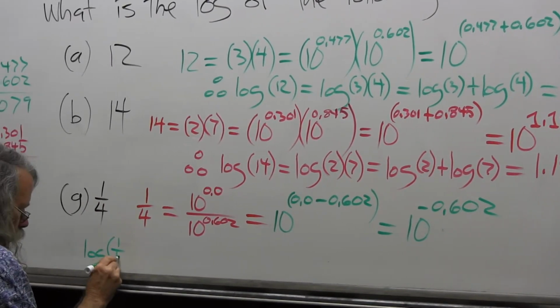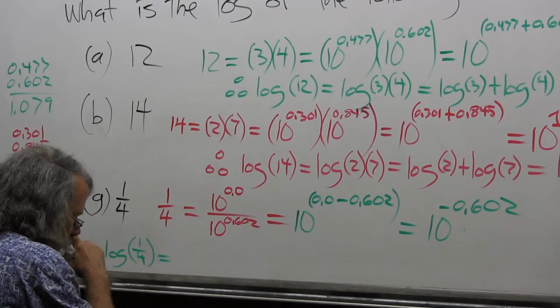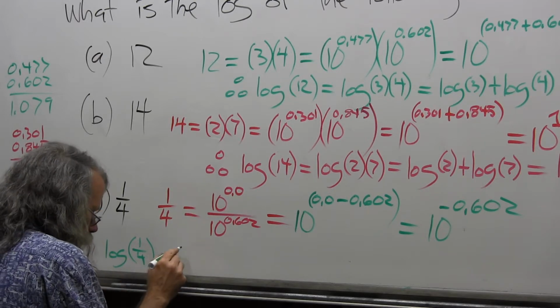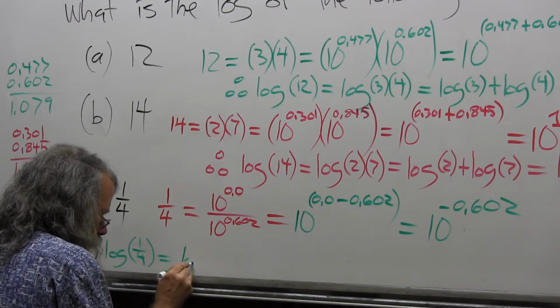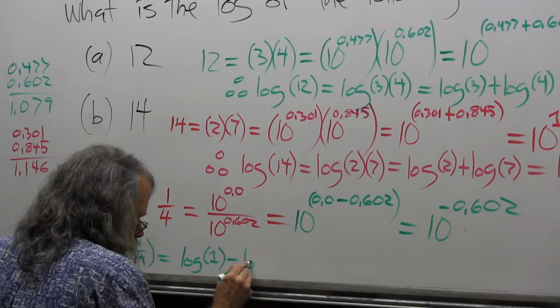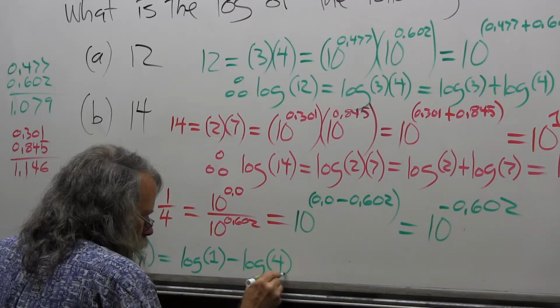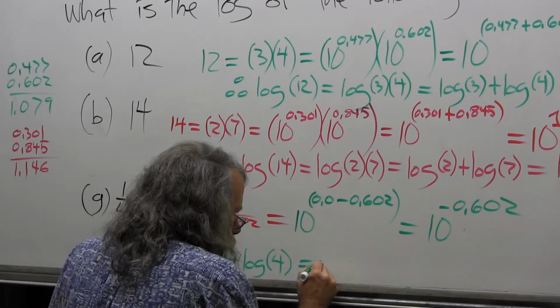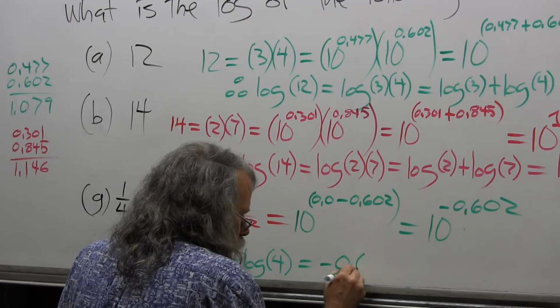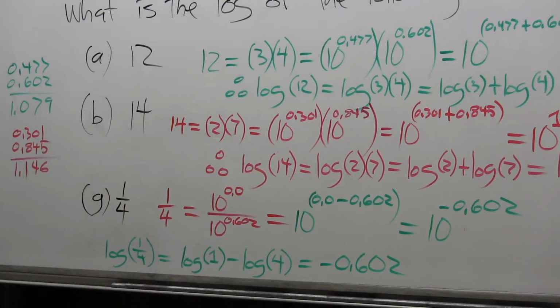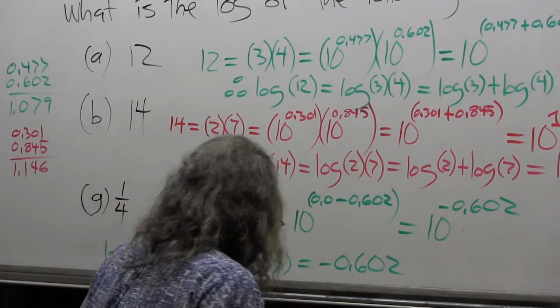And therefore, the log of 1/4 is equal to the log of 1 minus the log of 4, and that is equal to minus 0.602.